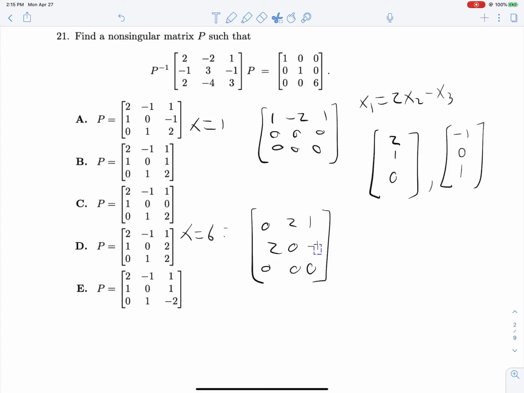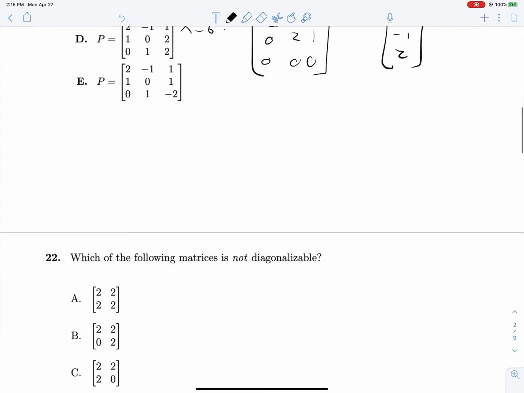So if we were to make a vector out of our free variable here, which is x3, we'll get 1, -1, 2, like that. Okay, so we have our three eigenvectors, and we should be able to match these up with our solution. So 1, -1, and 2 should correspond with our third column to line up with 6. We see that here, and our other two vectors match exactly. So A is our correct answer.